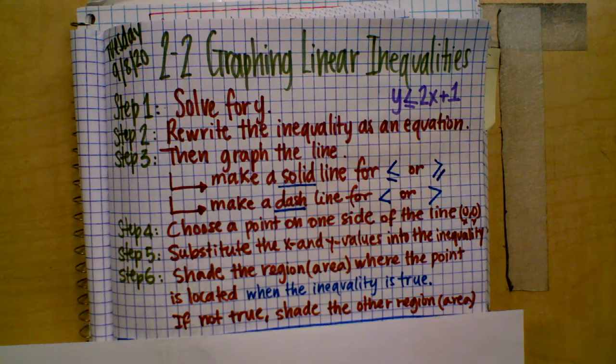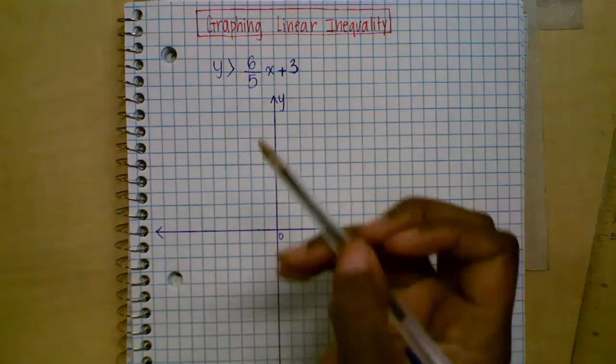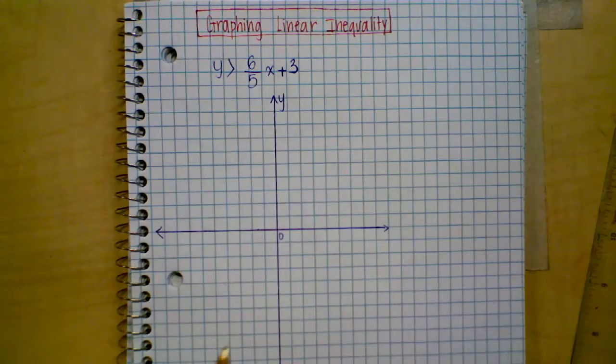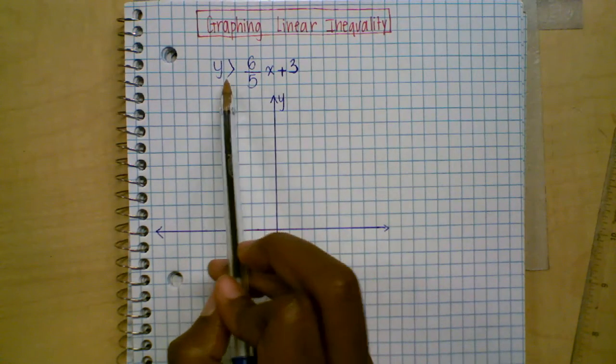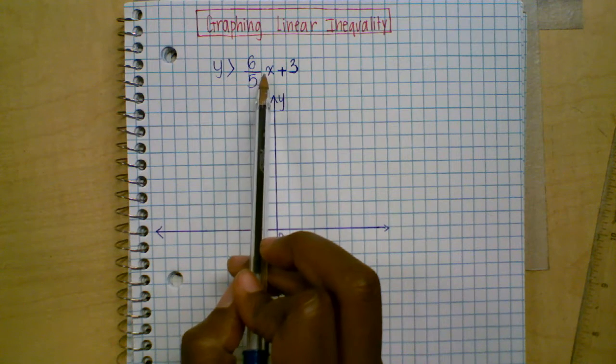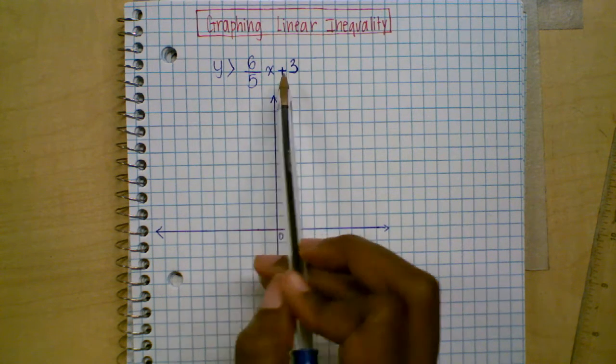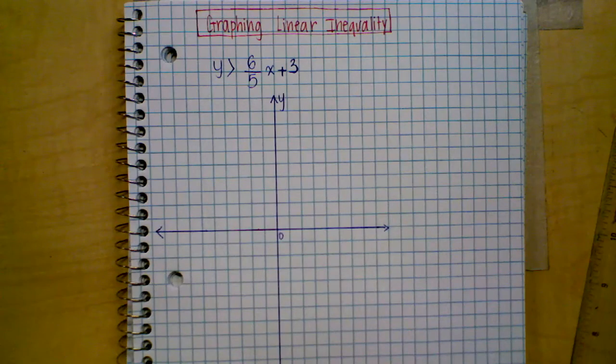So let's do an example. Make sure you have the steps written down. Please pause the video and write down the steps if you have not done so before. So this is our first example. y is greater than 6/5 of x plus 3. So how would you graph this linear inequality?